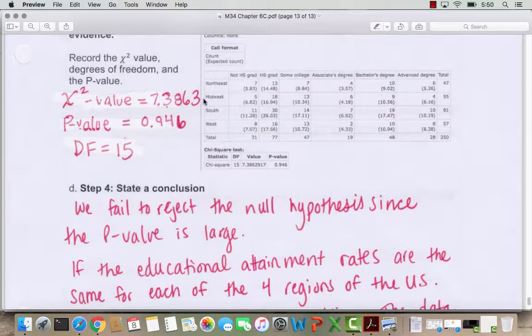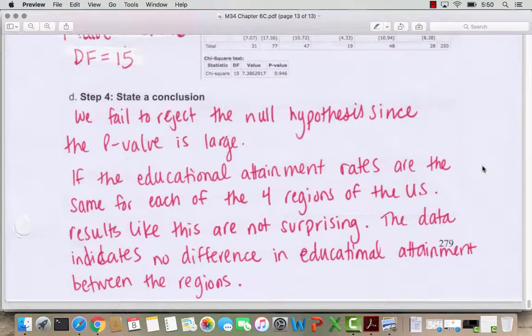So we record our chi-square value and our p-value and the degrees of freedom. And then we say we fail to reject the null hypothesis since the p-value is large. If the educational attainment rates are the same for each of the 4 regions in the U.S., results like this are not surprising. The data indicates no difference in educational attainment between the regions.